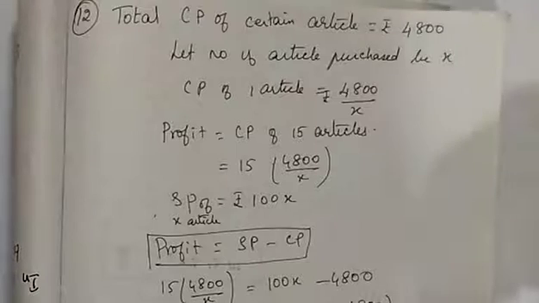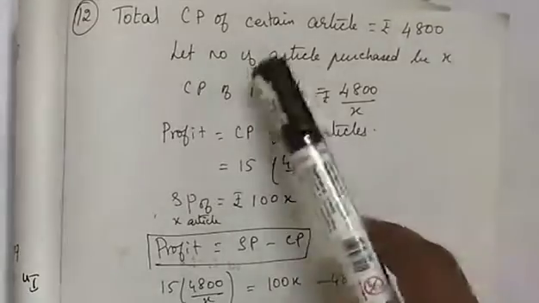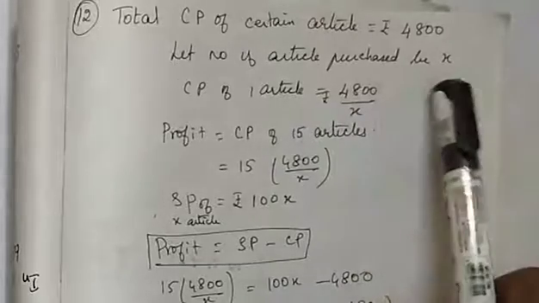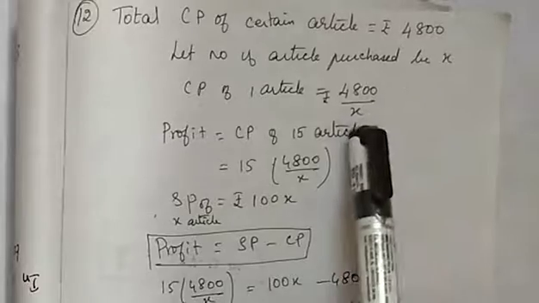Question number 12. The total cost price of a certain number of identical articles is rupees 4800. By selling the articles at rupees 100 each, a profit equal to the cost price of 15 articles is made. Find the number of articles bought. So, total cost price spent is rupees 4800. Number of articles purchased, that is x. So, cost price of one article is rupees 4800 upon x.